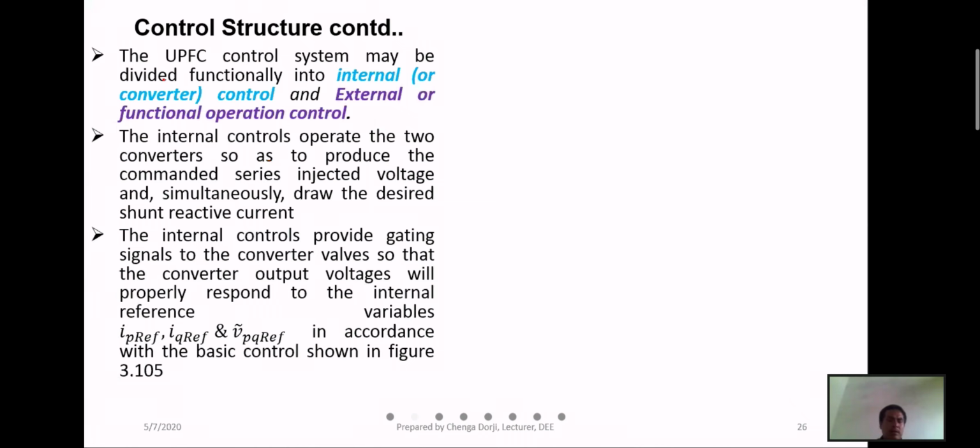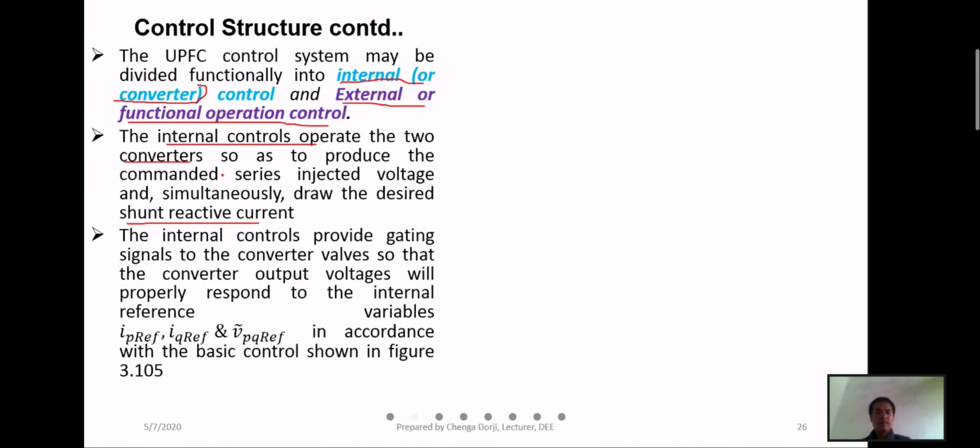Now, as discussed in the STATCOM and then TCSC, UPFC control can be divided into internal or converter control, so the controlling of the converter section, and external or functional operation control. So we have internal control and then external control. The internal control operates the two converters so as to produce the commanded series injected voltage and simultaneously draw the desired shunt reactive current.